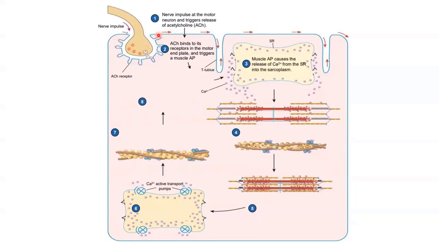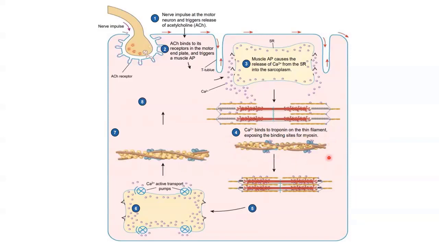So our action potential spreads along the sarcolemma and down into our T tubules. This causes the release of calcium from our sarcoplasmic reticulum and the terminal cisterns in our sarcoplasm. Calcium then binds to troponin, which, remember, is this blue structure on our thin filaments. That causes the tropomyosin to move out of the way and expose the binding sites for myosin.